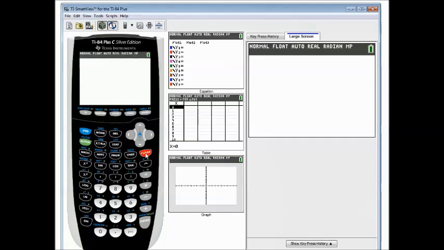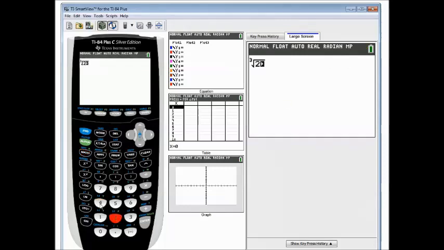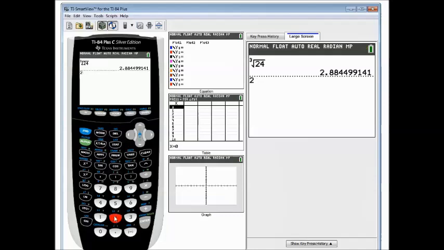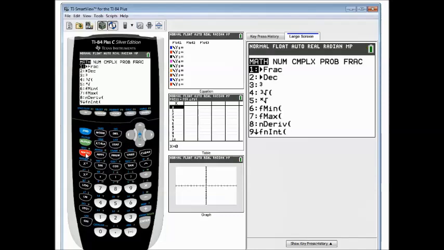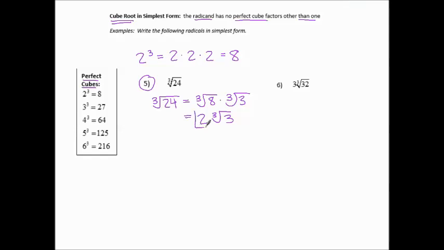I can type the cube root. Remember, if I go to math, number 4 is my cube root button. The cube root of 24 gives me this decimal. And if I look at my simplified version, 2 times the cube root of 3, I hit math again, number 4, times the cube root of 3, and I get the same value. It is the simplified version. So that is the cube root of 24 in simplest form.